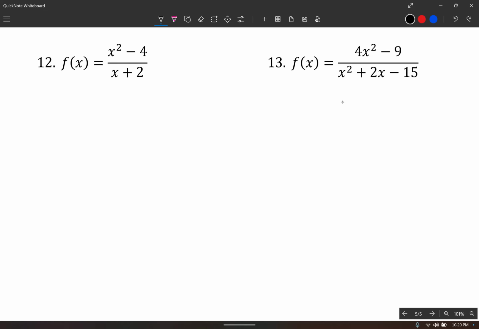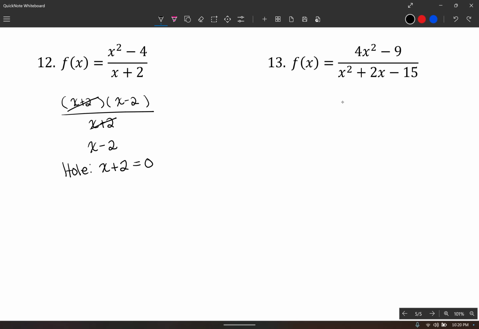All right, number 12. I can factor the top. It's the difference of two squares. So I end up with x plus 2 and x minus 2. I can't factor the bottom, but here's where something different happens to us. So if you notice, you have an x plus 2 on top and an x plus 2 on bottom. That's going to cancel and just leave you with x minus 2. When you have something cancel, it's going to create a hole in your graph. So I have a hole at this x plus 2.